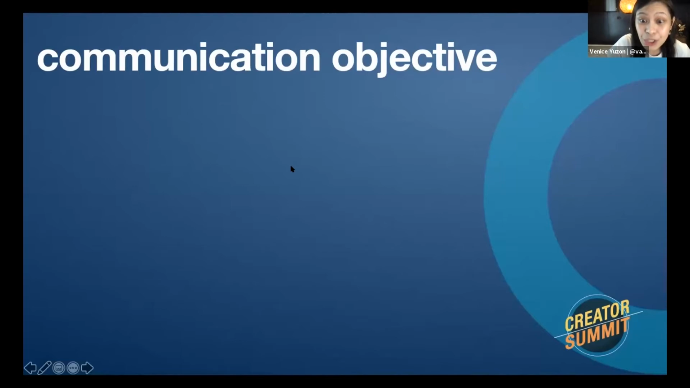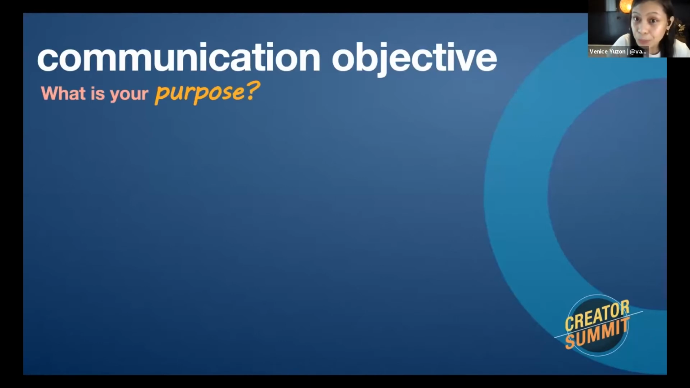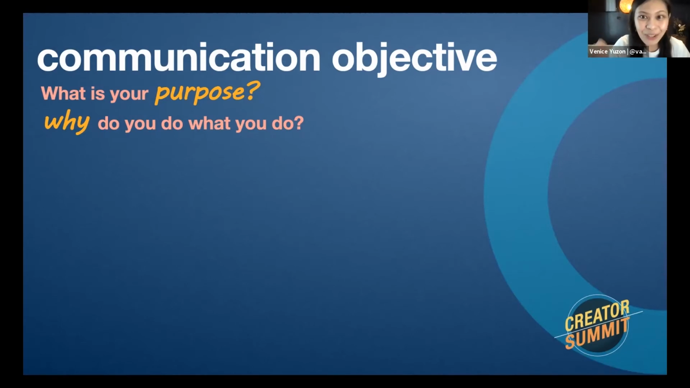What is a communication objective? The communication objective is actually stating what is your purpose. What's your purpose for doing a video, or what's your purpose for creating a poster, or what's your purpose for creating a campaign? The communication objective also answers, why do you do what you do? So bakit? It's the why to your what. And it's very important because a great campaign always starts with the why. A great content always starts with a why.